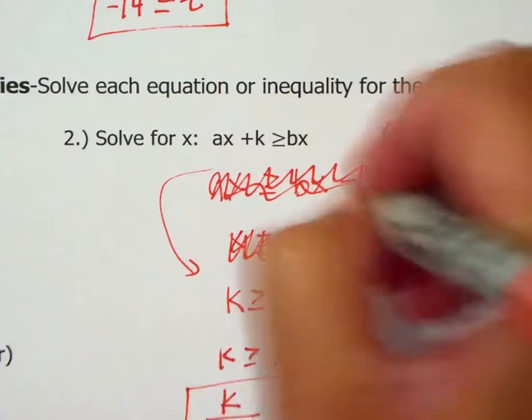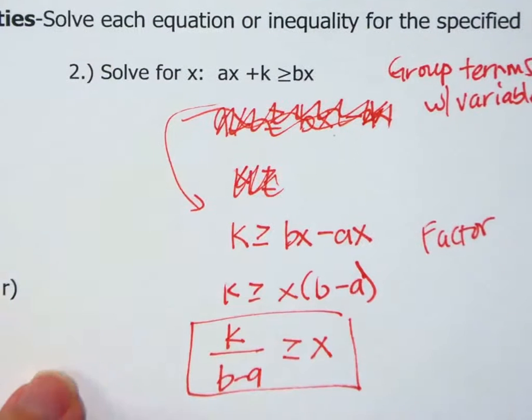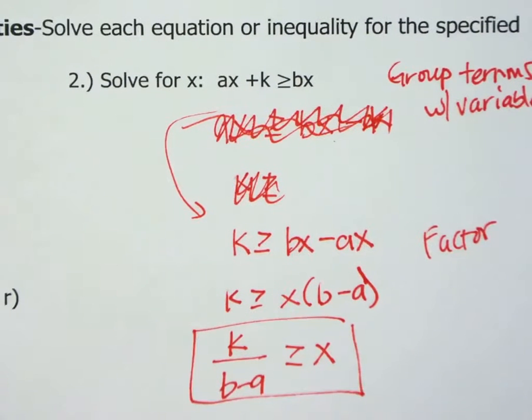Sorry about that, beginning. All right, so we have k over the quantity b minus a is greater than or equal to x.